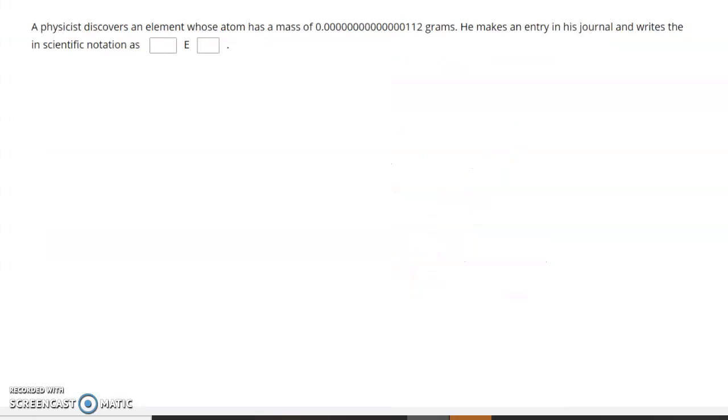All right, question number 6. A physicist discovers an element whose atom has a mass of so many grams. He makes an entry in his journal and writes it in scientific notation. So this is another way that we can write in scientific notation. This E right here represents that we are multiplying times a power of 10. So the number in front of that E is going to be our decimal, that's between 1 and 10, and then our exponent is going to be after the E.